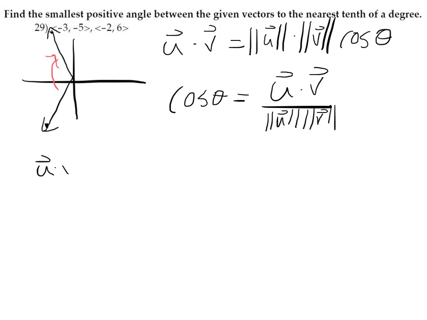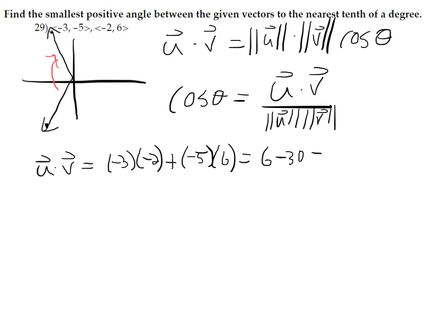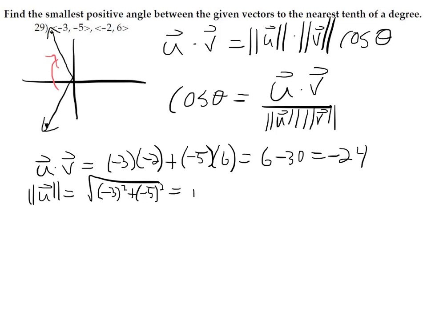So u dotted with v would be -3 times -2. That's the first times the first, plus, always plus. The second times the second is -5 times 6. So that would be 6 minus 30, which is -24. There's u dot v. The magnitude of u we need, that's the square root of the sum of the squares of u. So square root of -3 squared plus -5 squared. That's the square root of 9 plus 25, which is the square root of 34. And that does not simplify. Even if it does, since we're going to use our calculator with arc cosine, I probably wouldn't simplify that.